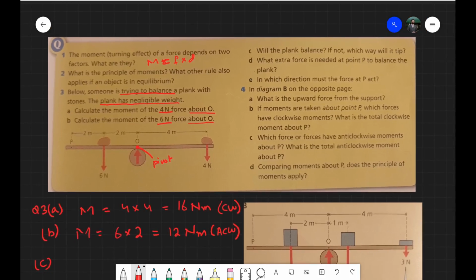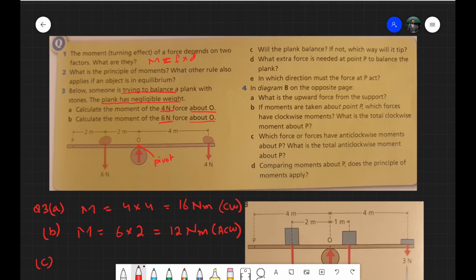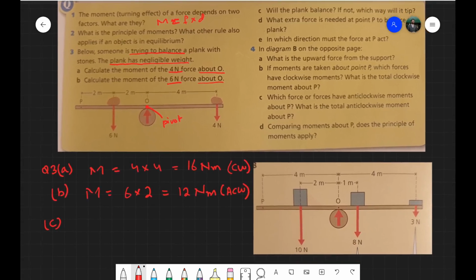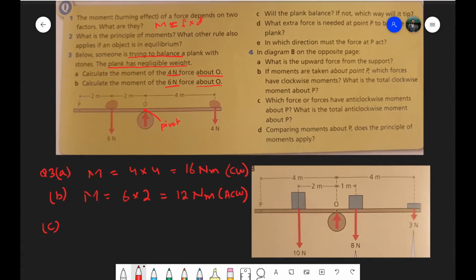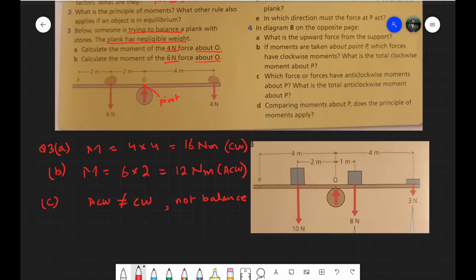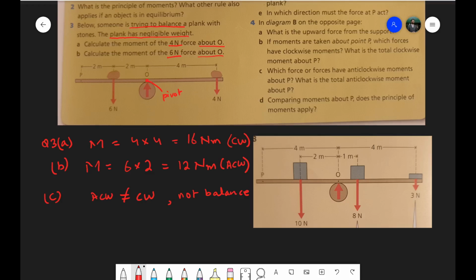What is part C asking? Part C says, will the plank balance? If not, which way will it tip? Well, you know, for the plank to balance, clockwise moment and anti-clockwise moment must be equal, but we can see that clockwise and anti-clockwise moment are not equal to each other, so it will not balance. And which way will it tip? Well, it will tip in the direction where the moment is bigger. So the clockwise moment is larger, that is why it will tilt clockwise.